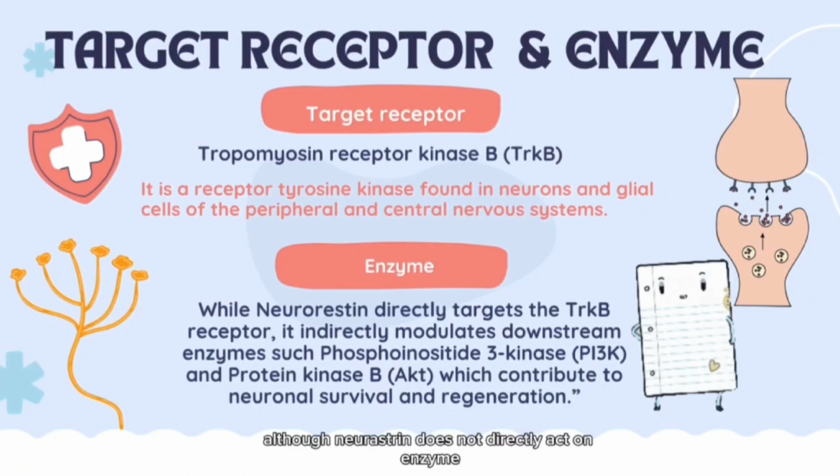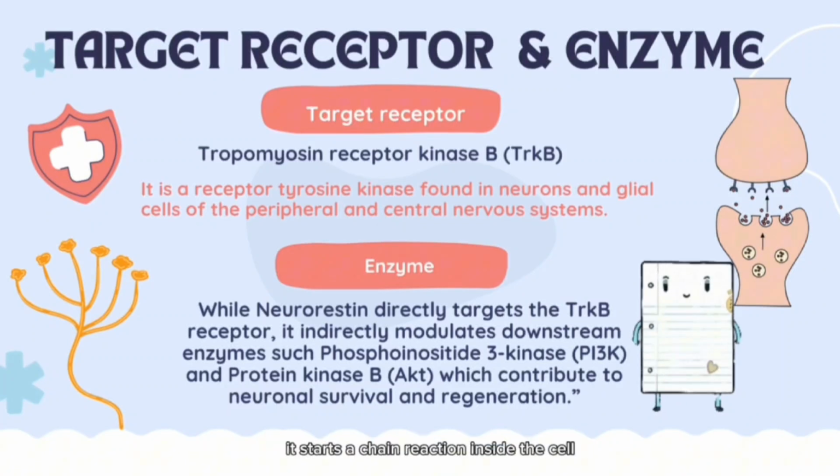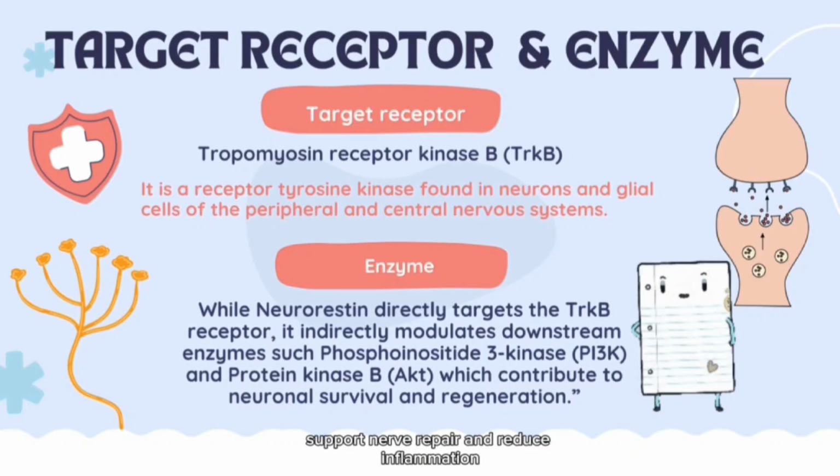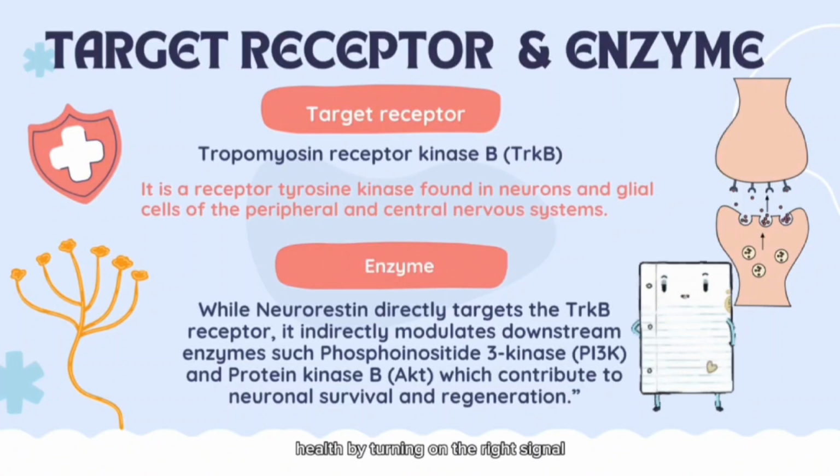Although Neurorestin does not directly act on enzyme, it starts a chain reaction inside the cell. This activates important enzymes such as PI3K and protein kinase B. These enzymes support nerve repair and reduce inflammation. In summary, our product, Neurorestin, helps improve nerve health by turning on the right signal through its action on TRKB.